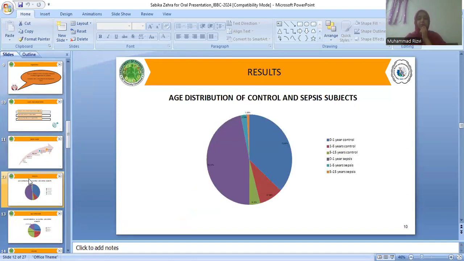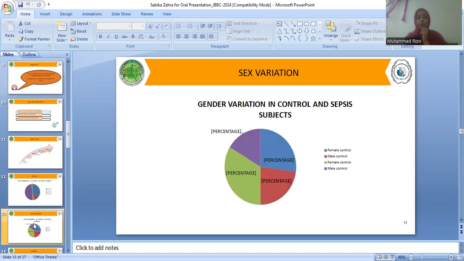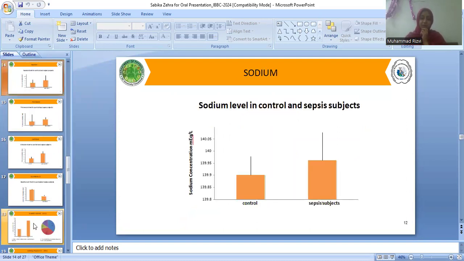The results of our work showed us that sepsis is more common in children of 0 to 1 year than from 1 to 5 years, then from 5 to 15 years. And if we talk according to gender, it is more common in females rather than males.